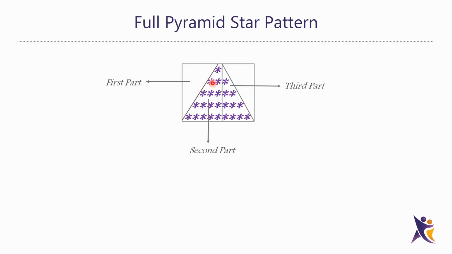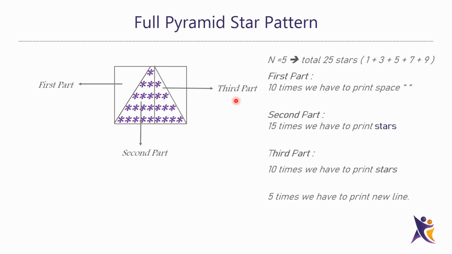I have just divided the first part into two again. So this is the first part, this is the second part, this is the third part. The first part is nothing but spaces, and the second part and third part are stars. For n equal to 5, in total we have to print 25 stars. This is 1, 3 stars, 5, 7 and so on, finally 9. So in the first part we have to print 10 spaces. Here the first row has 4 spaces and then 3, 2, 1.